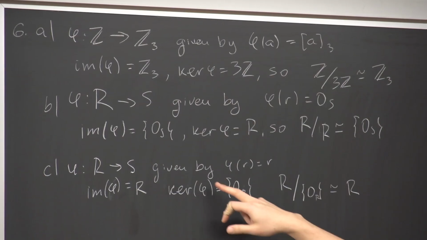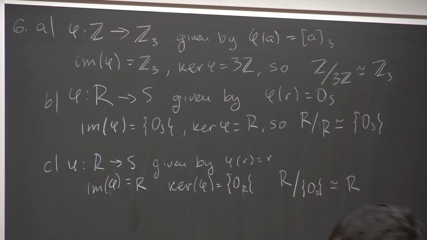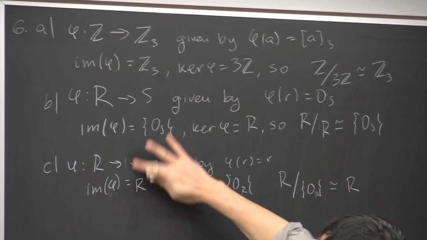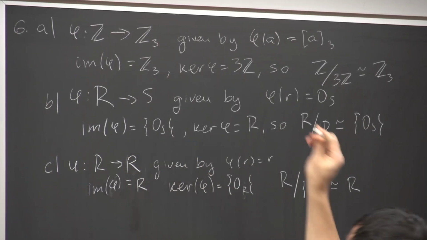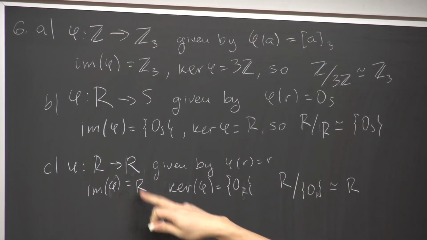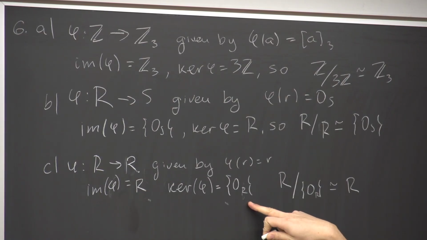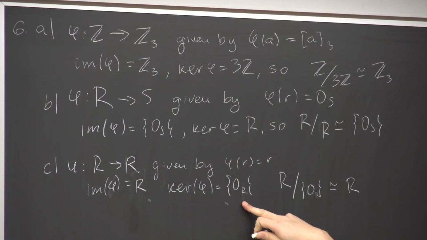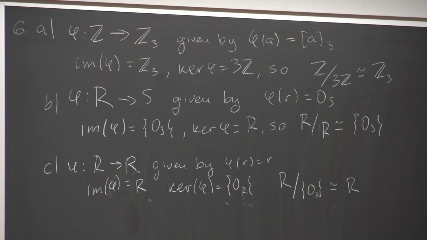Now in this case here, there's one tiny thing. The phi goes from R to R. That's the identity map. Phi of R to R: the image is all of R. The kernel is trivial, so therefore you get this equation, which is essentially saying R divided by 1 is R.